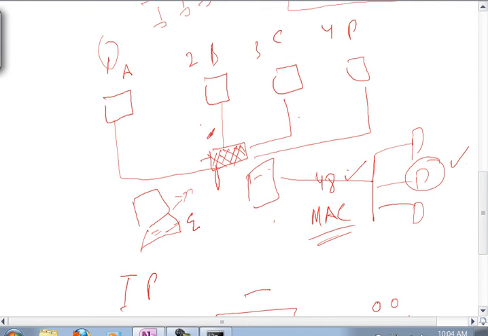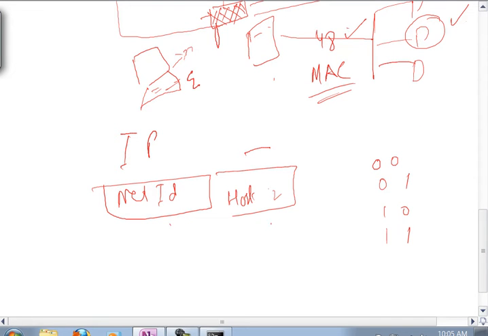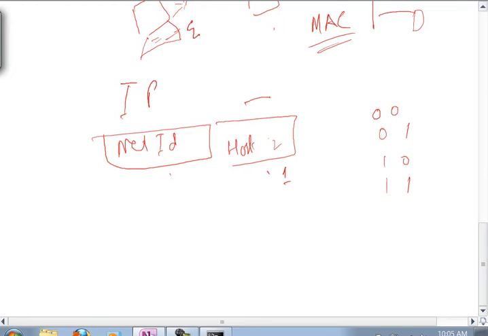I can name this as 00, this as 01, this as 10, and this as 11. If I have only 1 bit left for the host, I can have only 2. 2 to the power 1 is 2. That means I will name one host as 0 and another host as 1. And if I reserve 3 bits for this, it can run from 000 to 111. So I can have 8.